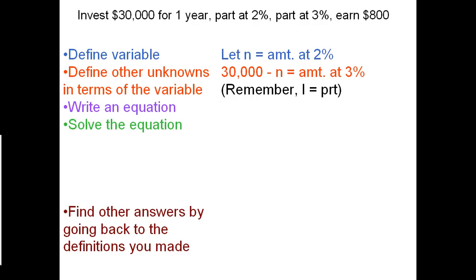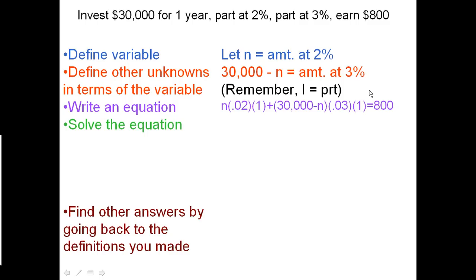By the way, you need to remember the formula for simple interest. I is equal to PRT. Interest, the amount you earn, is equal to the principal, the amount that you are investing, times the rate of interest as a decimal. So 2% is 0.02, 3% is 0.03, times the time here in number of years, since these are per year or per annum. Okay, so remember I is equal to PRT.